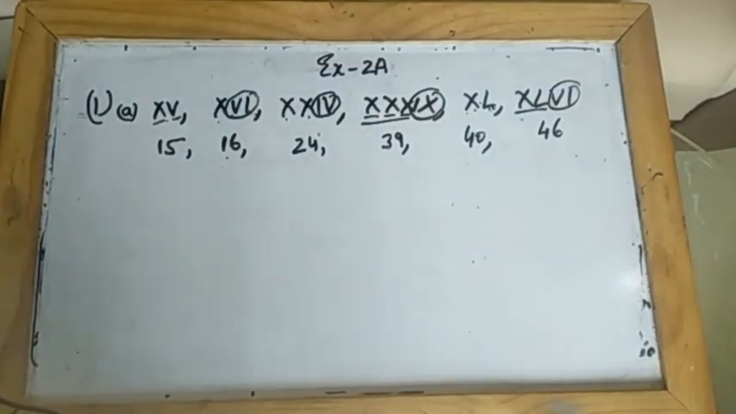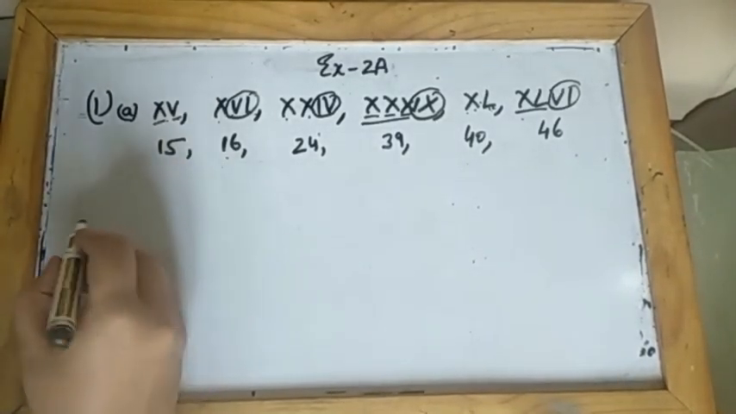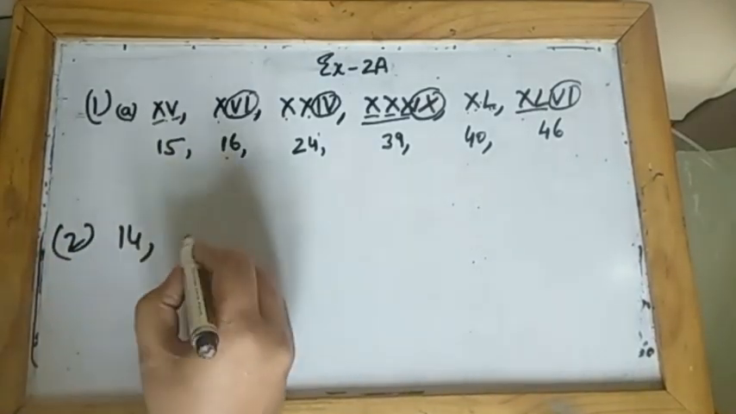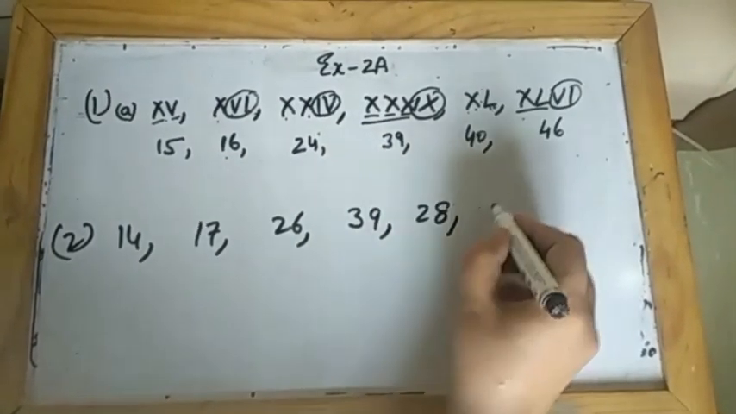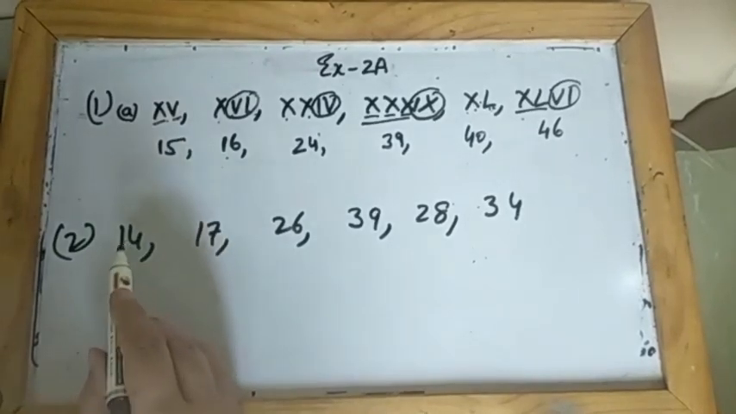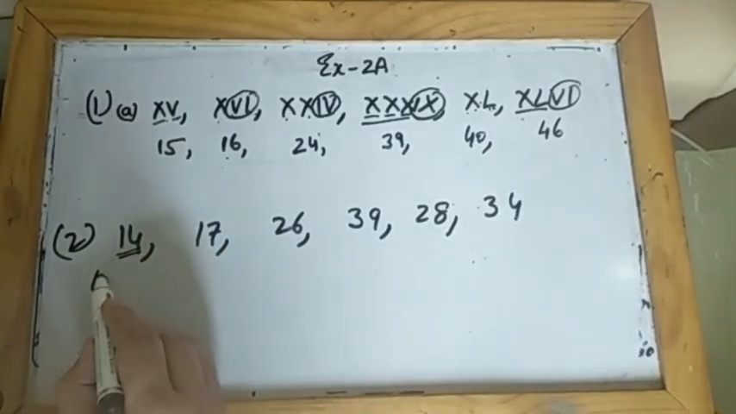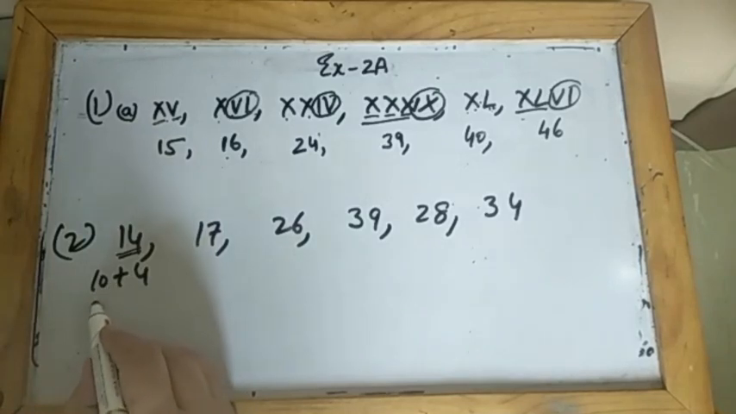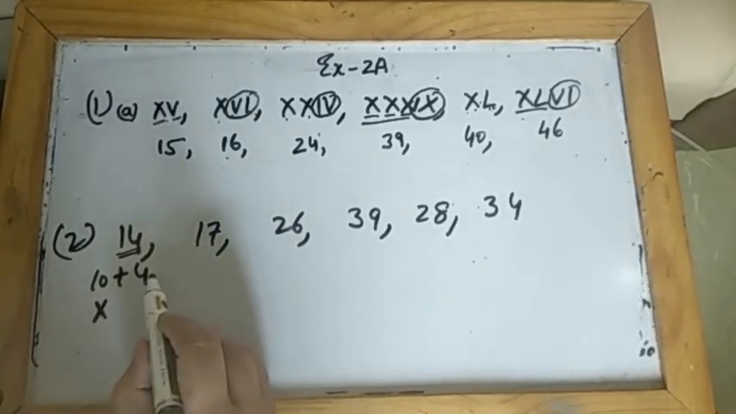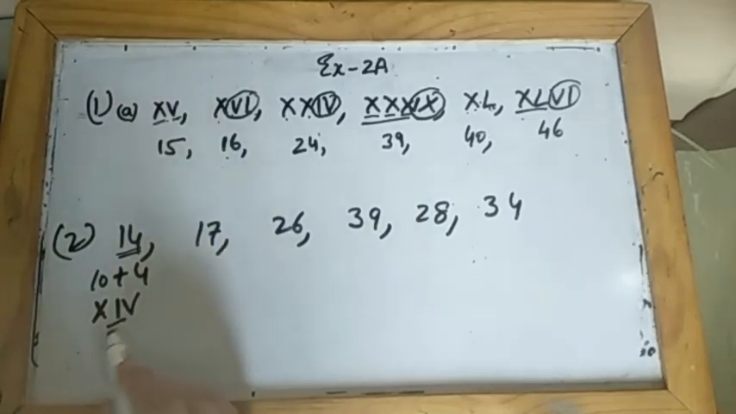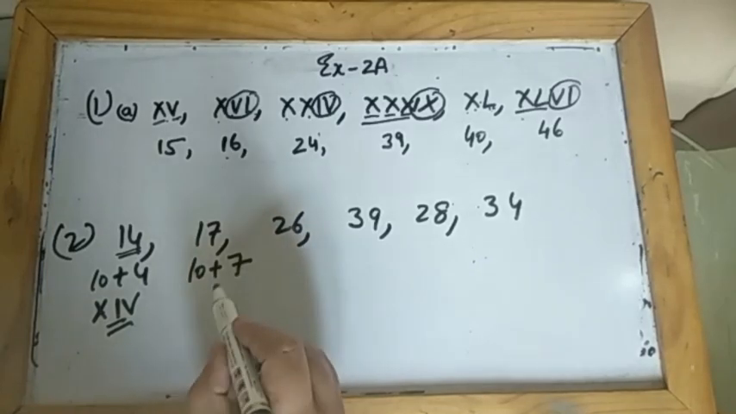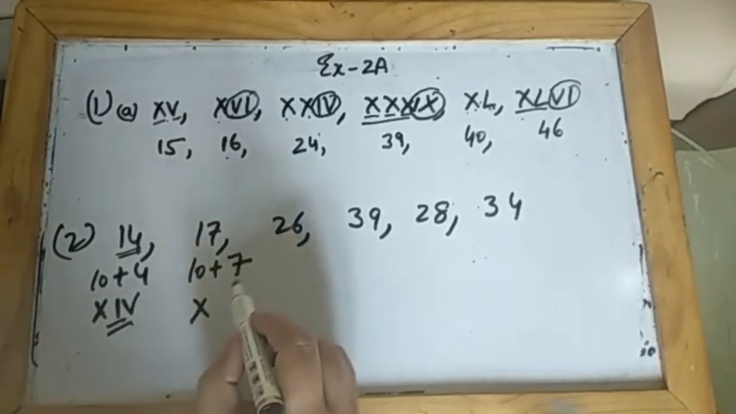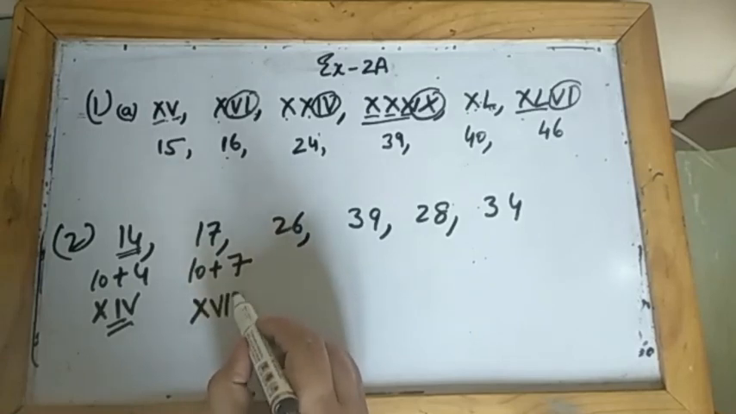Now the second question. In the second question they have given you the Hindu-Arabic numbers and they are asking you to convert them into Roman numbers. So let us convert them. Now how do you write 14? 14 means 10 plus 4. So what is the symbol of 10? It's this. 10 is X and 4 we write like this. So this is 14. And then how do you write 17? 17 we write as 10 plus 7 is 17. So 10 we write as X and 7 we write as V, I, I.